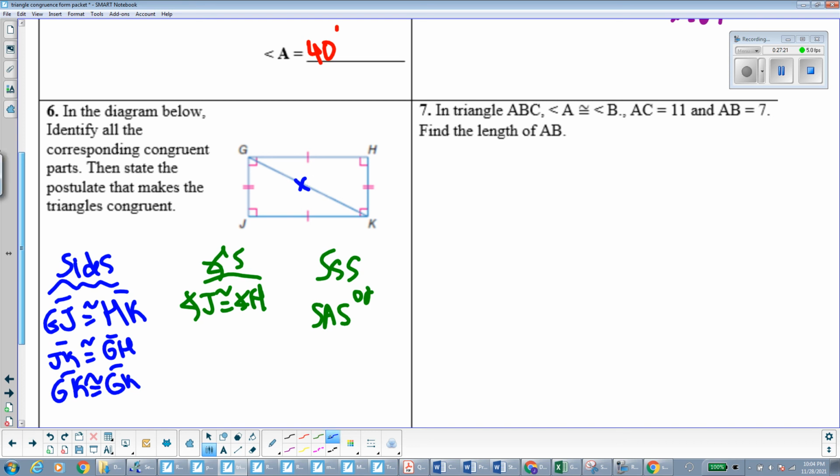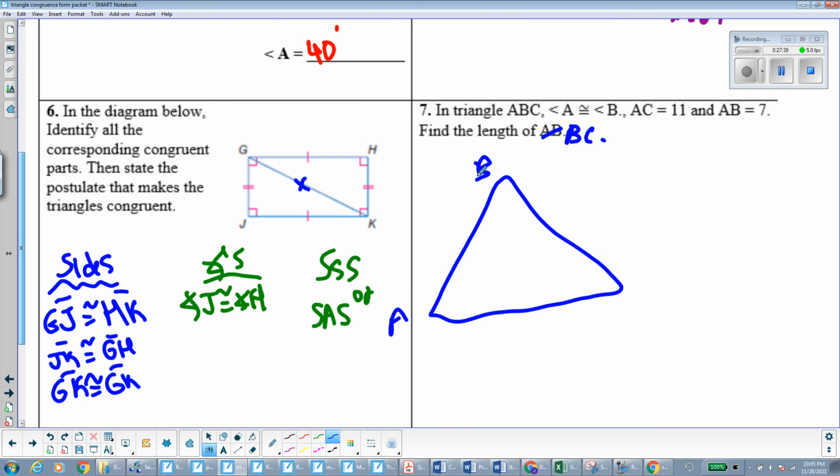So there's a little bit of an error in this question because it tells you the length of AC and AB, but then it's telling you the final length of AB, which you already know. So we'll just go ahead and change that to BC, which is the missing side of the triangle. So I have triangle ABC. I know that angle A is congruent to angle B.